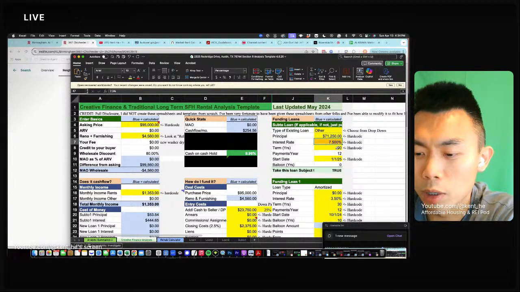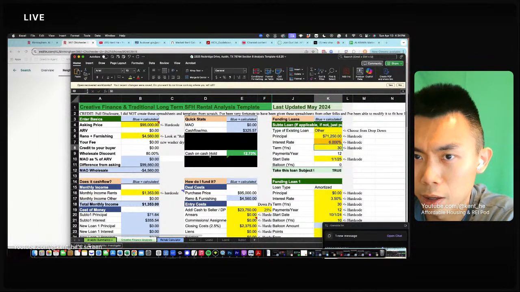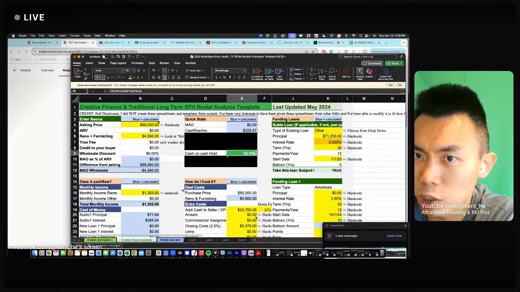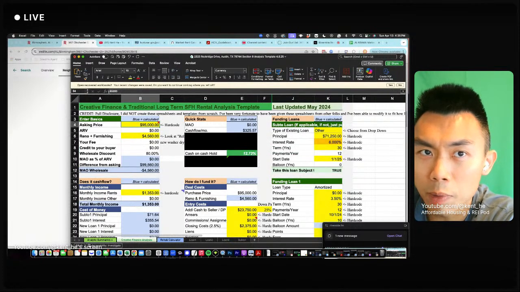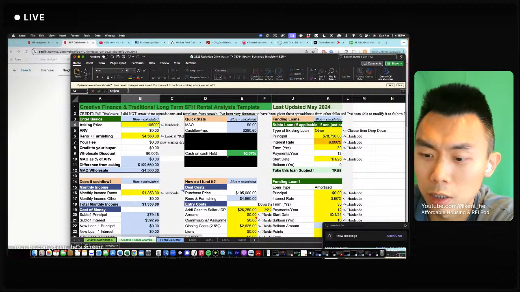Now let's do a few more scenarios. Let's say your interest rate is now 6%. See what happened to the cash on cash return number? It just jumped. So now you might be willing to pay 105 grand and still achieve a 10% return. Maybe 106. Yeah, that still rounds up to 10.